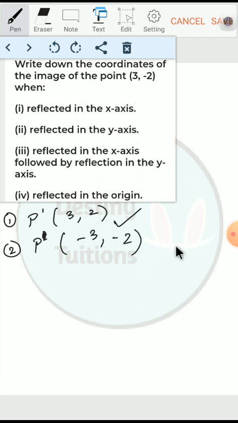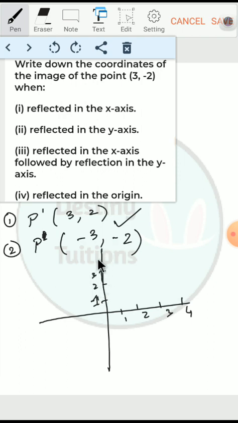We know that. And the third one, reflected in the x-axis followed by reflection in the y-axis. On reflection in the x-axis, let us mark 1, 2, 3, 4 and minus 1, minus 2, minus 3, minus 4 on both axes. Let it be like this. So this is x', x, this is y, and this will be y'.